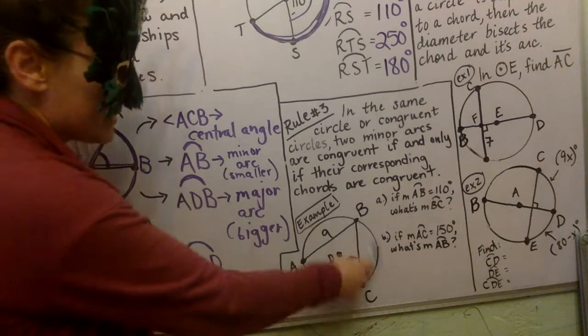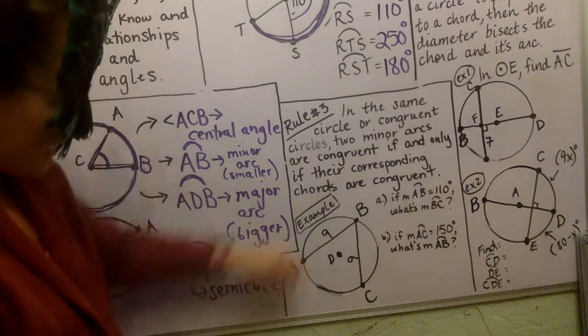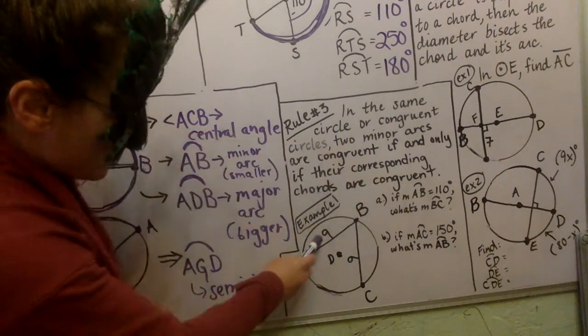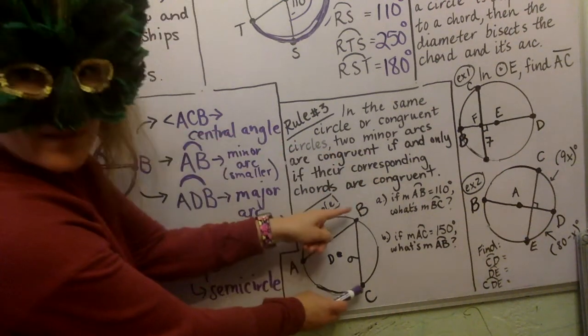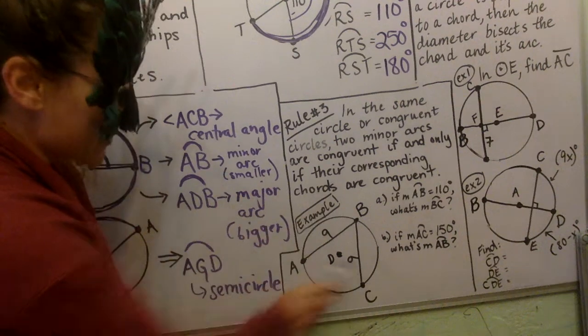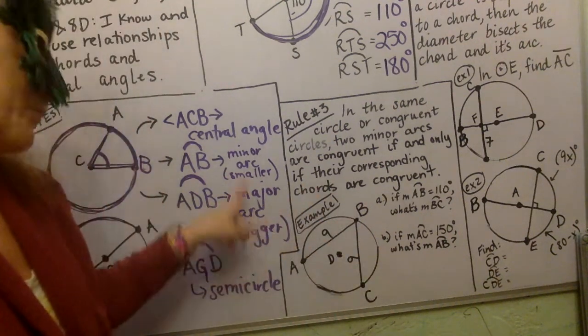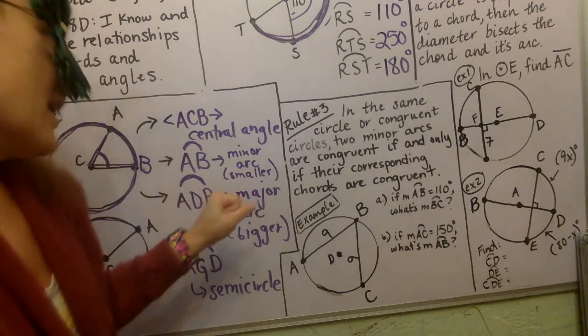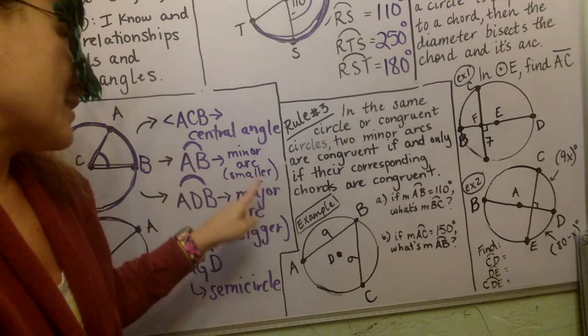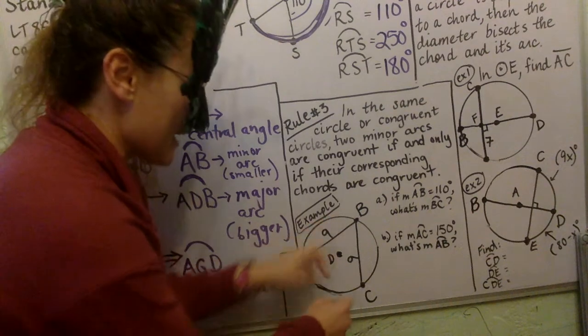So here we have this example. I'm telling you that the chord AB is 9 units, and the chord BC is also 9 units. So if that's the case, what this is saying is two minor arcs are going to be the same if their chords are the same.